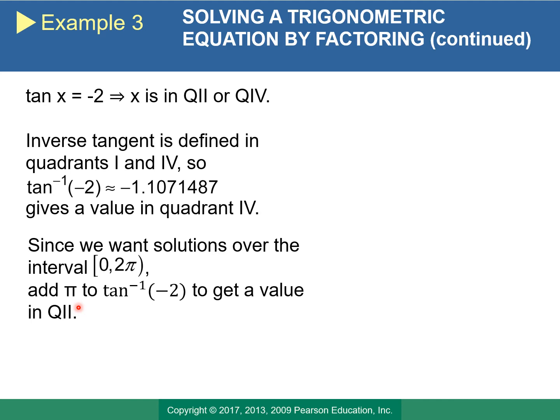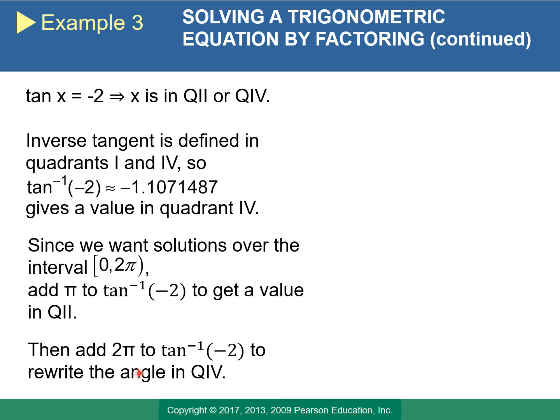Now we actually also need to rewrite this answer, -1.1, because technically that's not between 0 and 2 pi. If it helps, 2 pi is about 6.2, 6.3. So -1.1 is not in between 0 and 6.3. So you have to end up adding 2 pi just to make that a positive value in quadrant 4.